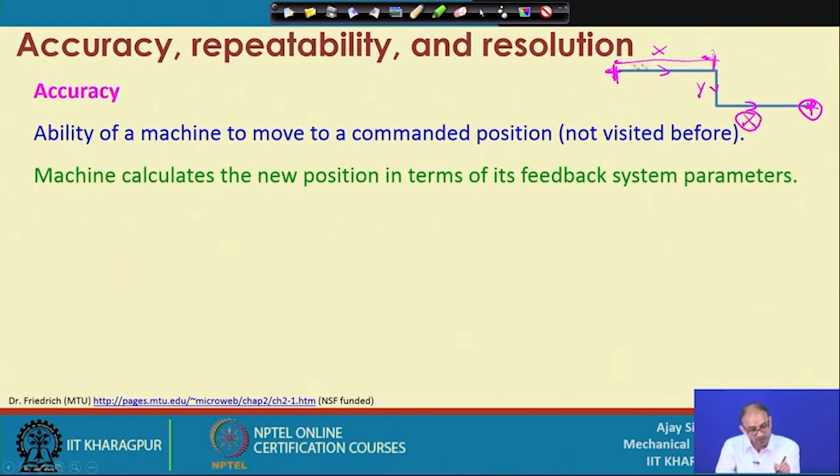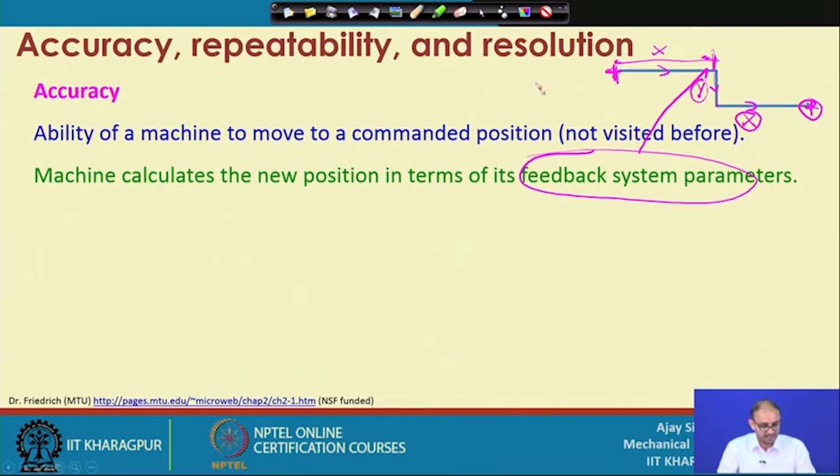When you are moving and reach this location, your feedback system will give information to the controller that it has reached the x position. Now it will move to the next line, moving in the y direction. Again your feedback system will give information that your tool has reached the y location, and then it will move to the x axis again.